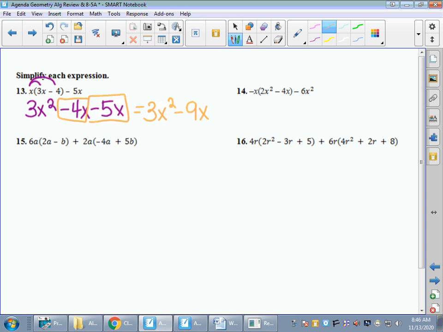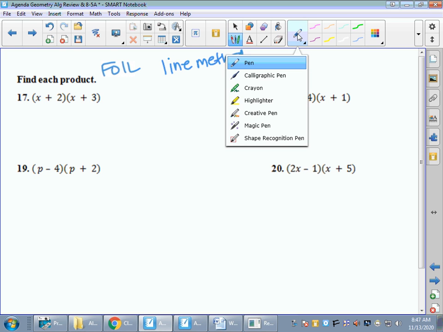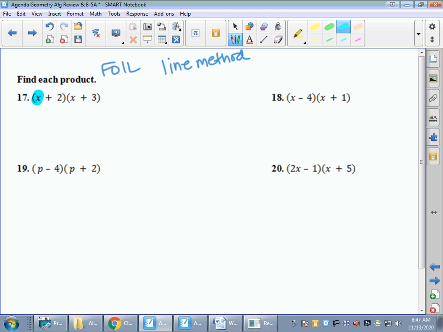And last but not least, is this all coming back to you? You remember how to do these? Find each product. A lot of teachers call it FOIL. A lot of teachers call it distributive property, kind of extended. I usually call it the line method, which is kind of a dumb name. But if you're a visual person, the line method tells you, you take each term in your first parenthesis. So I'm going to start with this x, and I'm going to multiply it by everything in the second parenthesis. So I'm going to draw a line from this guy.